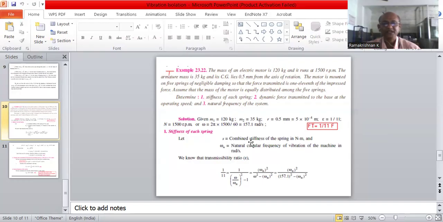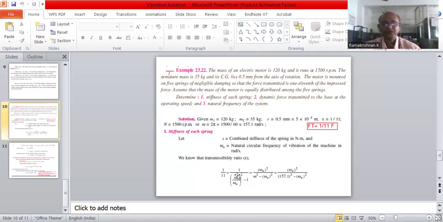Okay. First, let us have the given data. Mass of the motor M1, mass of the armature, and the radius, that is 0.5 mm offset, and epsilon. Here the force transmitted is 1/11 of the applied force, that is Ft equals 1/11 of F. So epsilon equals 1/11, and the motor speed is 1500 rpm, and the angular speed is 157.1 rad/s. So let us take the first question, the stiffness of each spring.